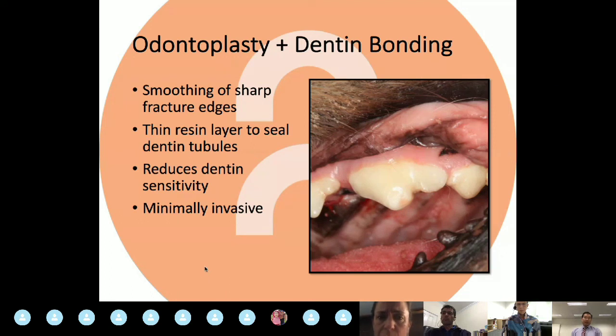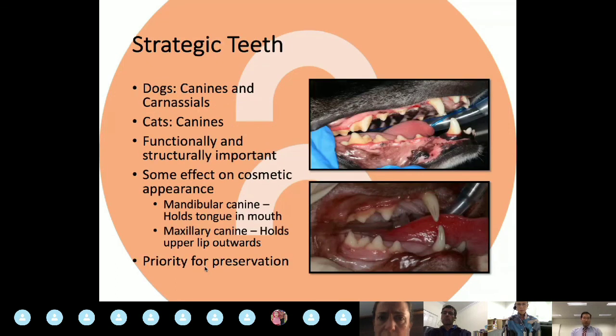And then the next thing that we do is we put a thin layer of resin. So it's kind of like a very light restoration. The purpose of that is to seal the dentin tubules and reduce sensitivity. It's also a minimally invasive treatment that you can perform fairly quickly.